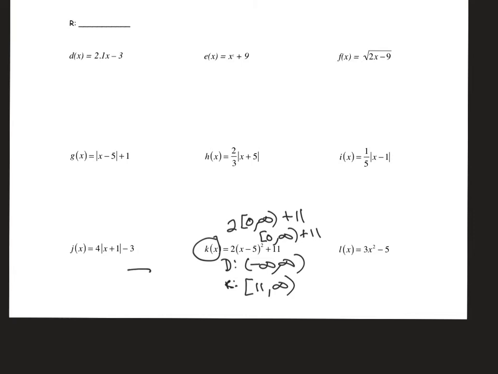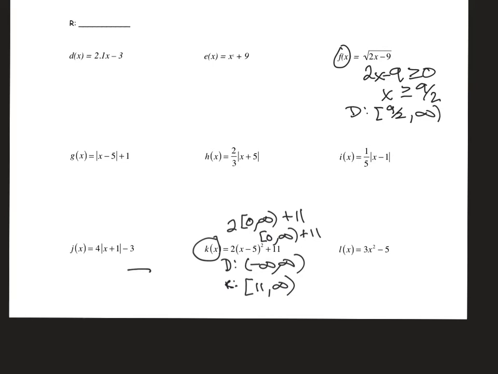Let's do F2 as well. So F here, I do have a domain restriction because I need whatever is under the square root to be greater than or equal to 0. So I'm going to solve this easy linear inequality. We're going to do more complicated inequalities a little bit later, probably at the end of this month. So x has to be greater than or equal to 9/2. So putting that in interval notation, my domain is 9/2 with a bracket to be inclusive to infinity.